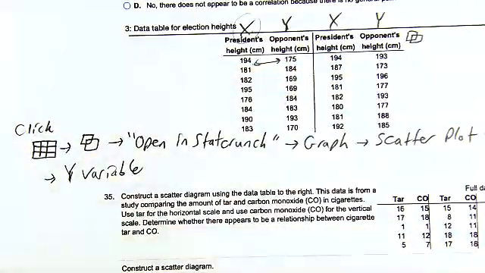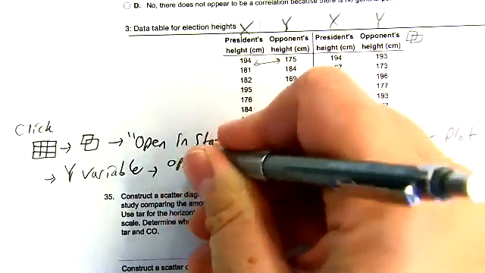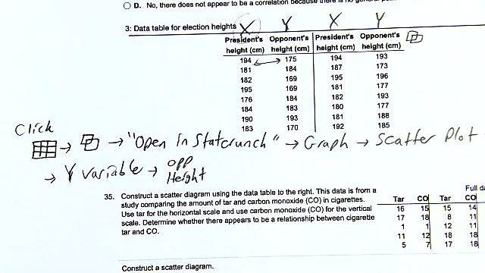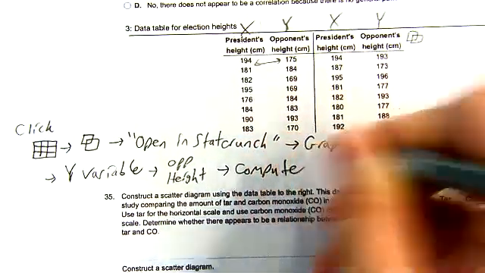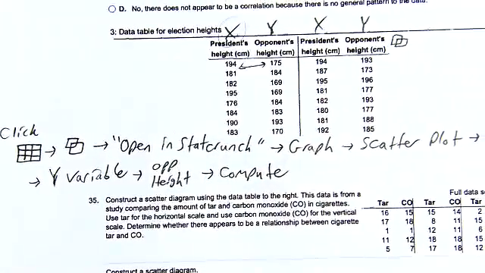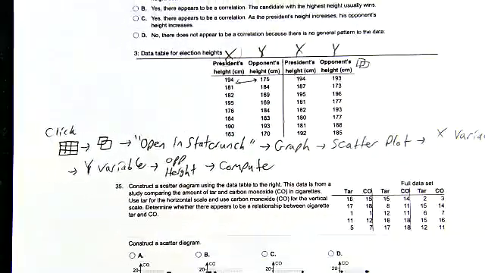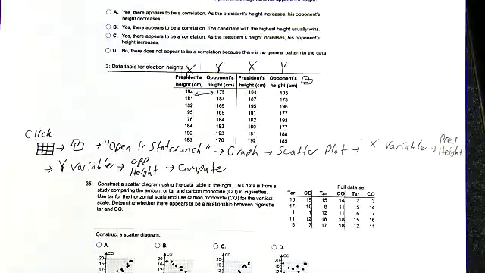Well, for this problem, the Y variable is the opponent's height. So it'll say opponent's height. And then there'll be a button called compute. And once you click that, see if I can get all the instructions on one screen.